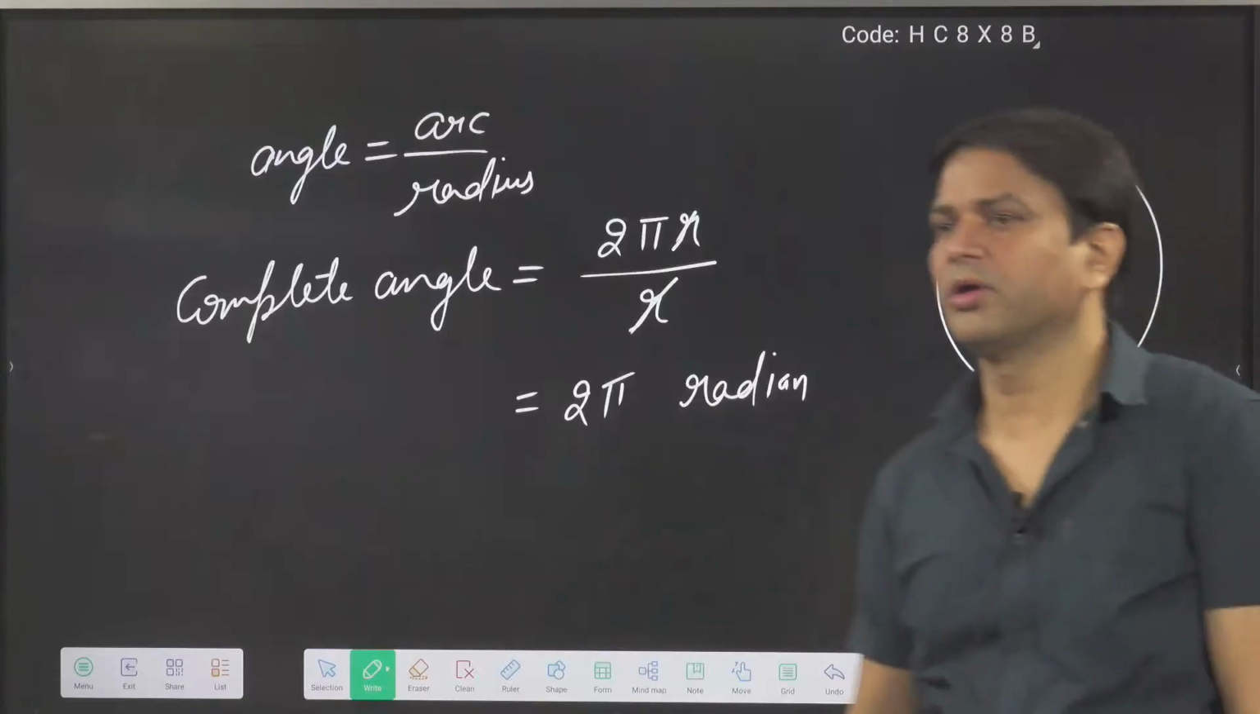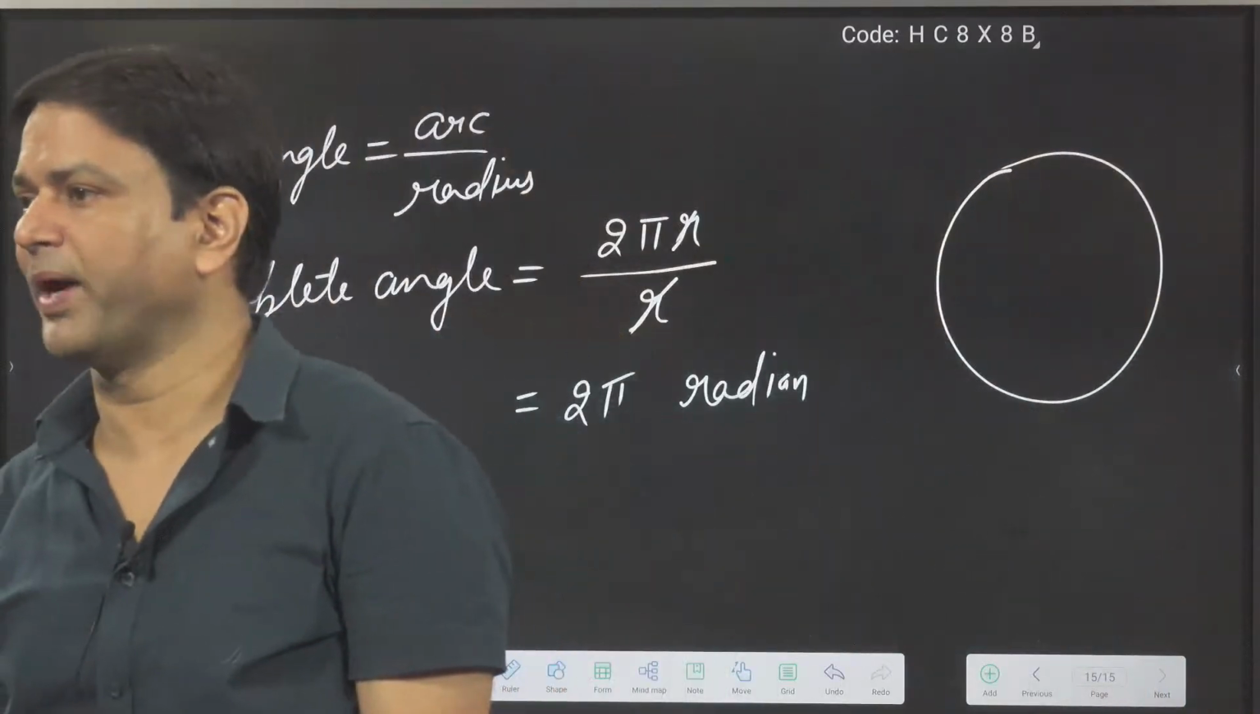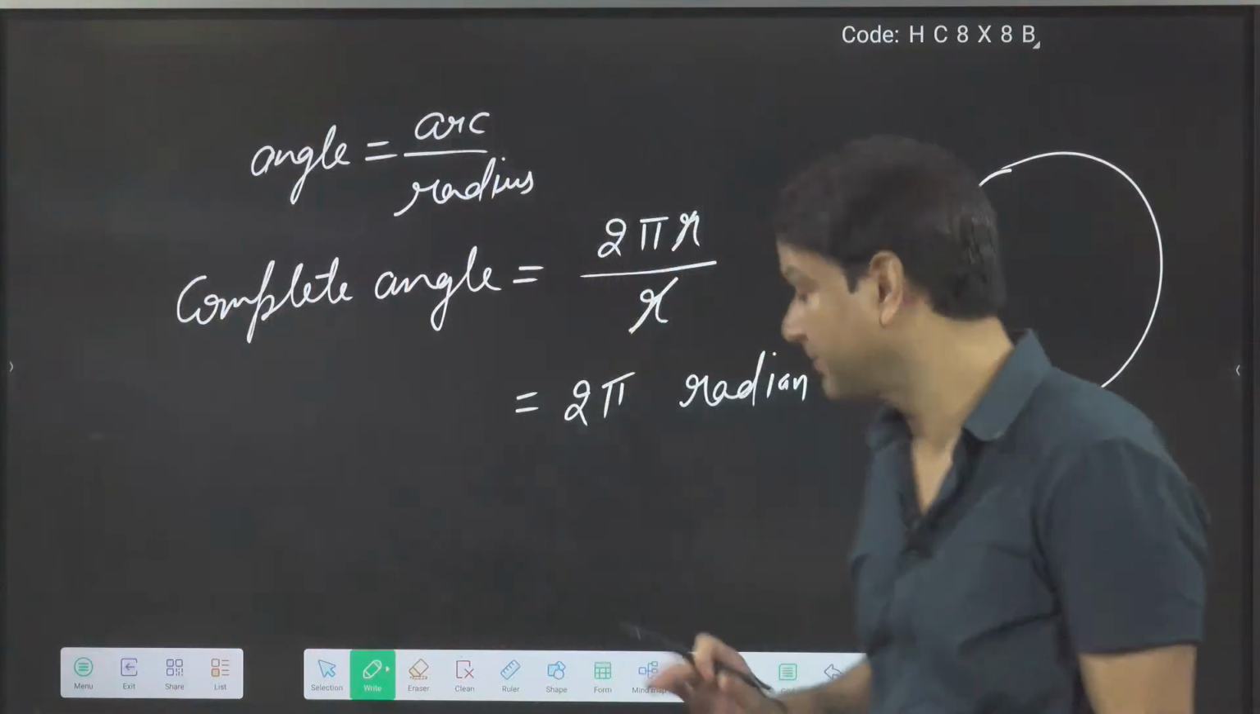Okay. So the complete angle, what I am saying, is 2 pi radian. Up to this everybody got?